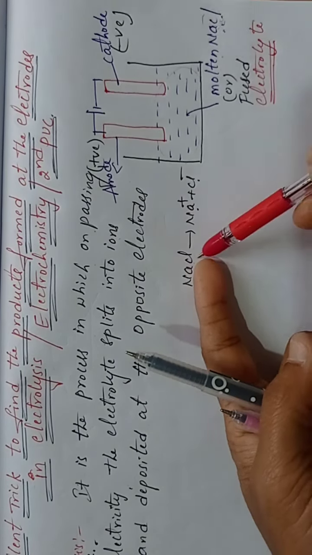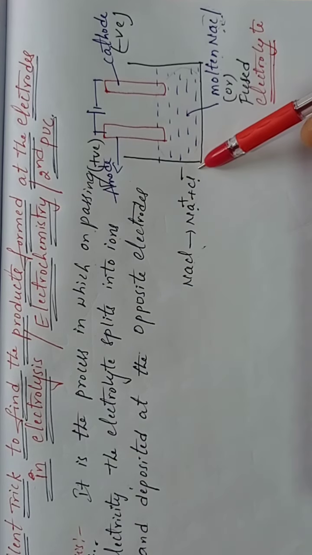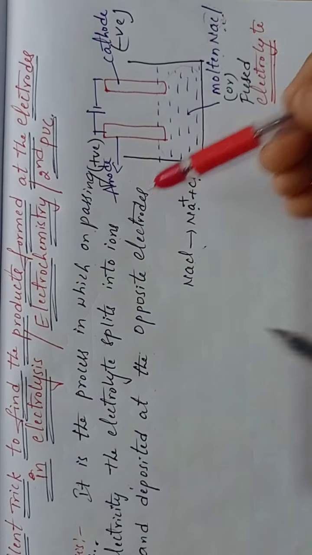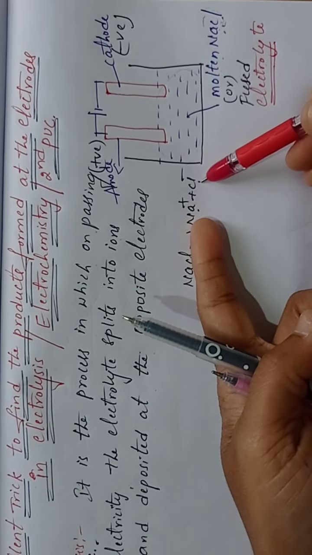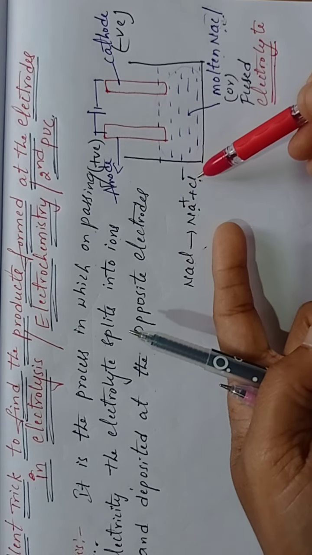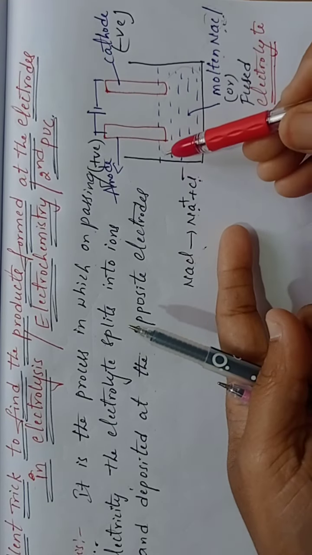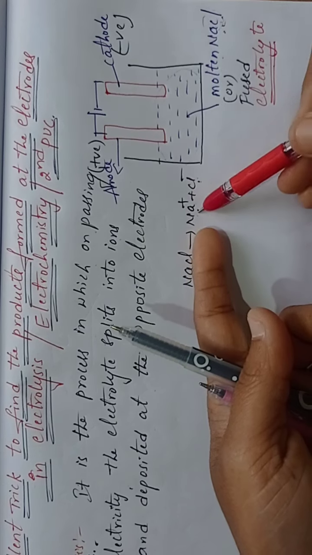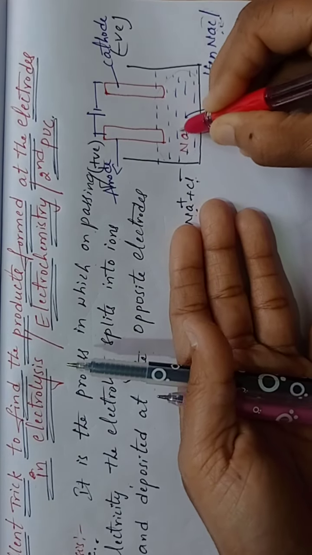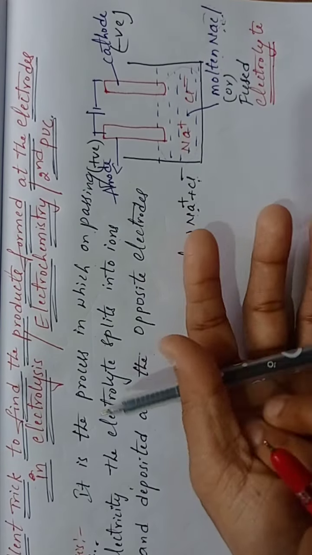Now NaCl is split into ions, Na+ and Cl- ions, and these ions are deposited at the opposite electrodes. That means this is the cation, this is the anion. Cations are deposited at the cathode, chloride anions are deposited at the anode. We know that cations move towards the cathode, correct or not? So in these ions, what ions will be there? Na+ and Cl- ions will be there.